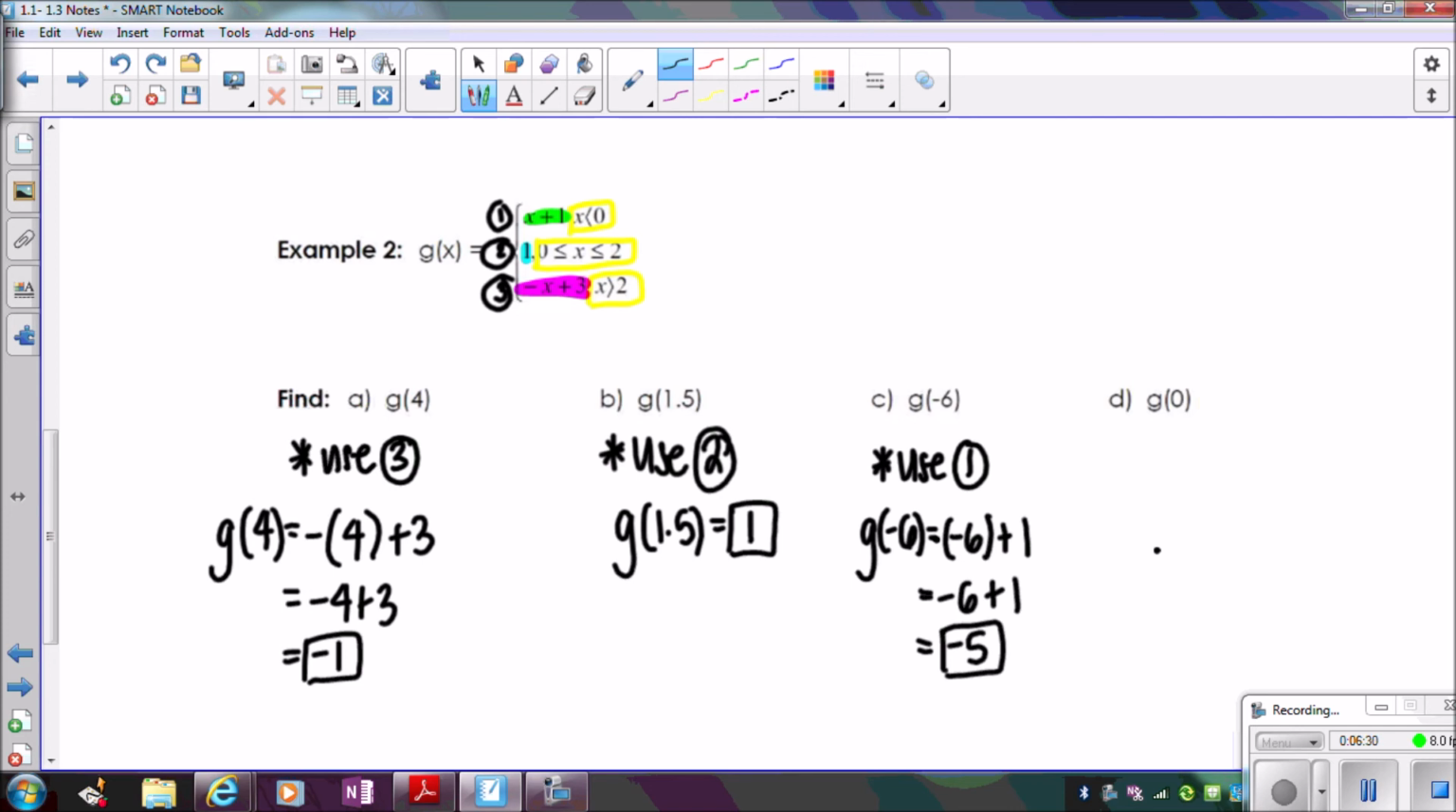If this is making sense to you, the graphing is basically the same idea. So let's do this last one here, and then we're going to look at some graphs. So 0, well, that's going to be category number 2 because you have an equals 0. This is when x is greater than or equal to 0 and less than or equal to 2. So for this one, you're going to use part 2. g of 0 is equal to, it's just going to be 1. There's nothing for us to plug into.